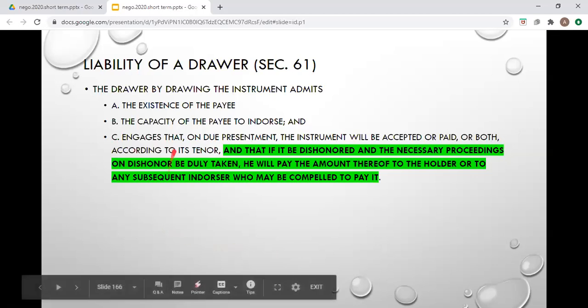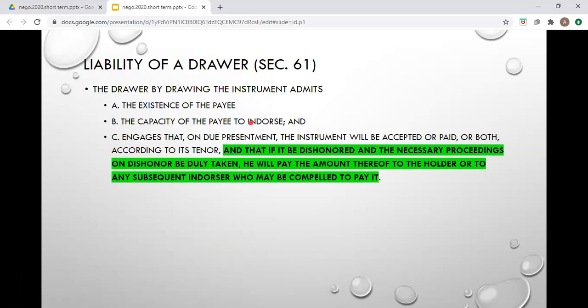There's no need to repeat this one. Existence of the payee, capacity of the payee, same with what we have discussed a while ago when we were still in maker. Okay, liability of maker. Now I want to focus the discussion here. Engages that on due presentment, the instrument will be accepted or paid or both according to its tenor.